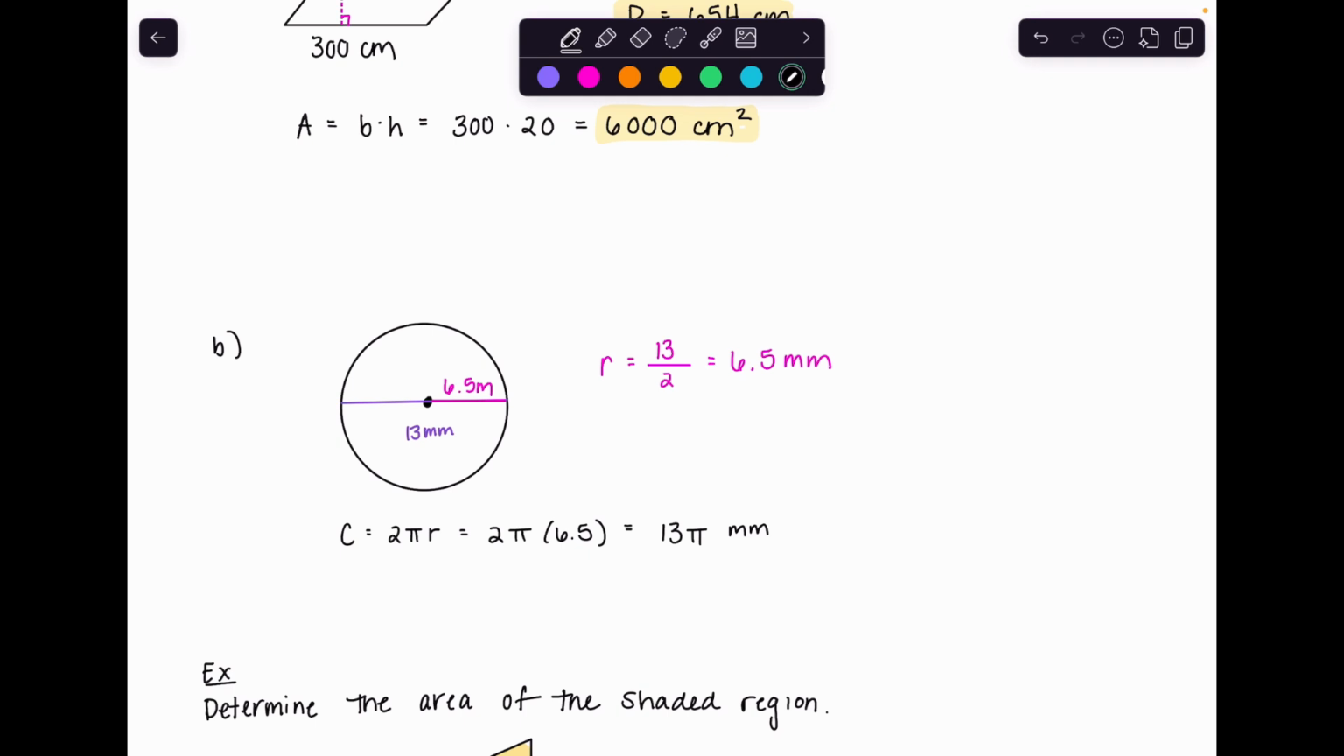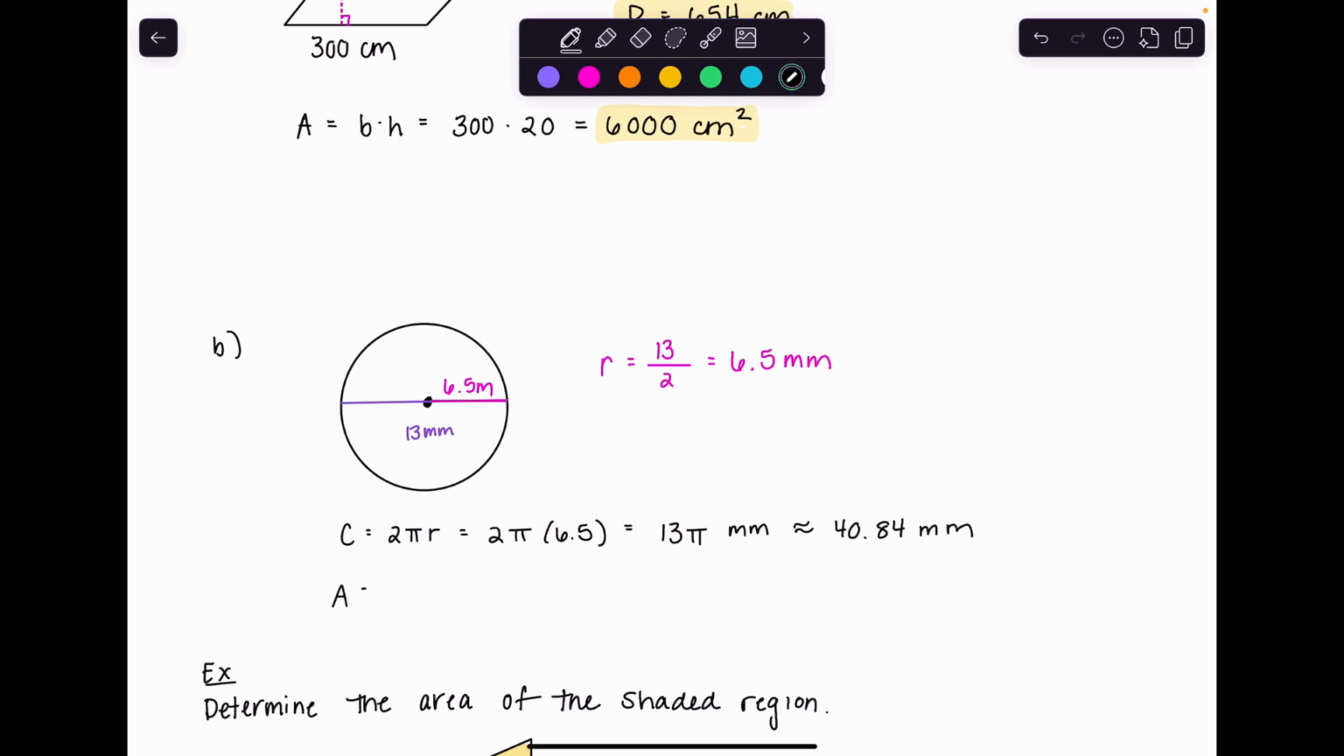If it tells you to round, that would tell you to plug in pi in your calculator. If you do that, you should see this is around 40.84 millimeters. So again, it just depends on what the instructions specifically tell you. If it says exact, leave it as is with the pi. If it doesn't say exact and tells you to round, then you plug in the value for pi.